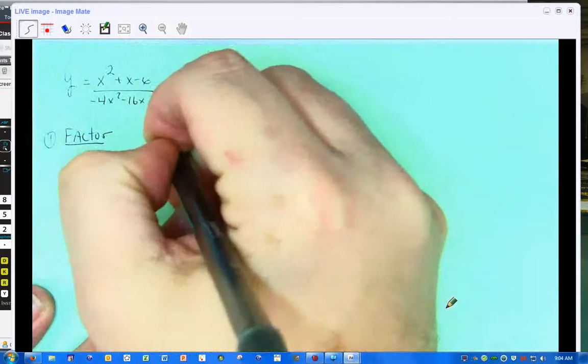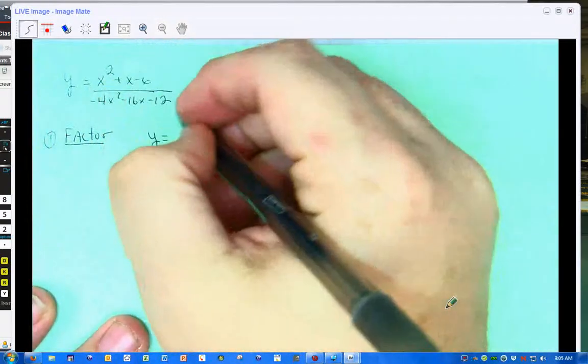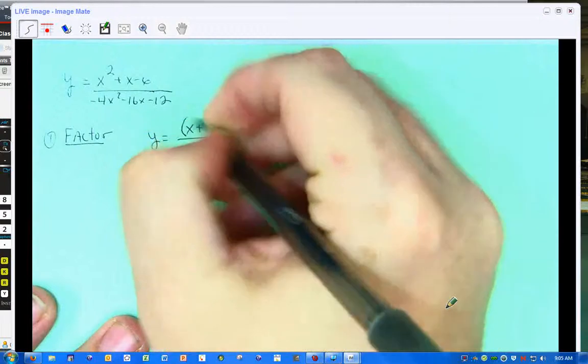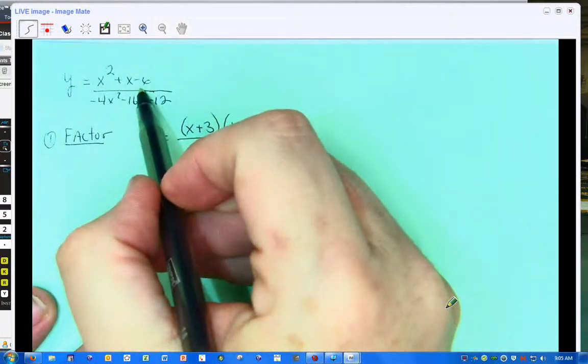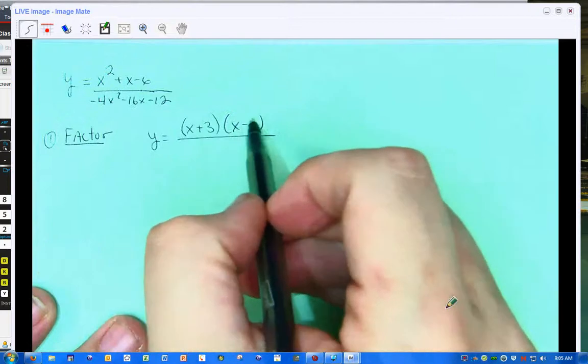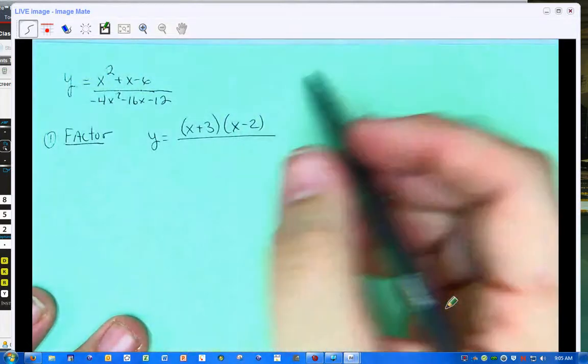So we're going to get y is equal to x plus 3, x minus 2, because I need two numbers that multiply to get negative 6 and add to 1. That's 3 times negative 2, works out.